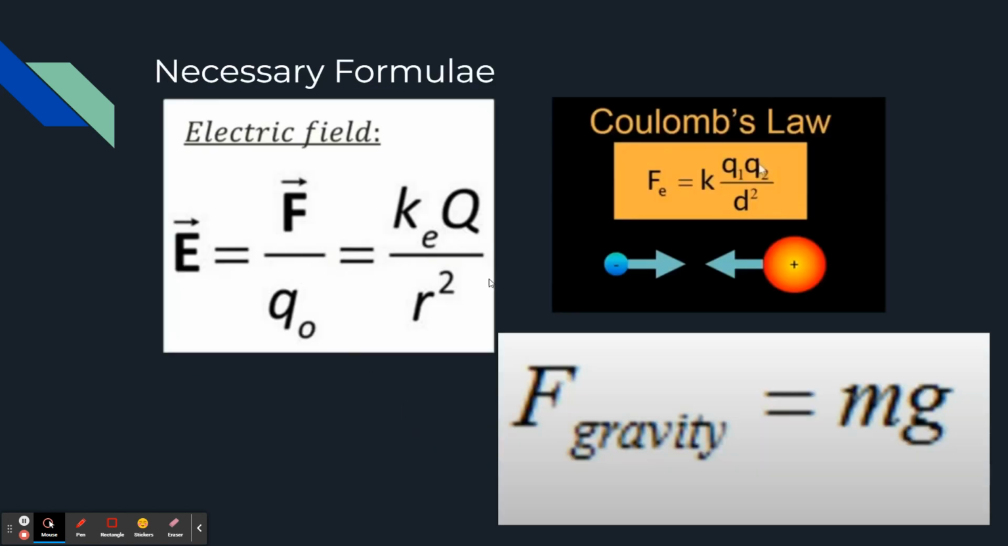Some necessary formulas that you need to know before completing this experiment are the electric field formula, Coulomb's law, and the basic force of gravity formula.